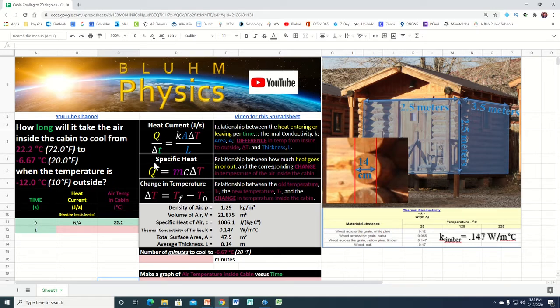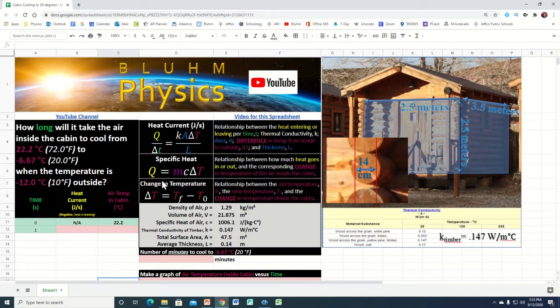The other thing is specific heat capacity. So if heat leaves air, how much is the temperature of that air going to change? And so Q is the quantity of heat that goes in or out of the air in the cabin. And it is related to how much mass that air has, the specific heat of air, and how much it changes its temperature.